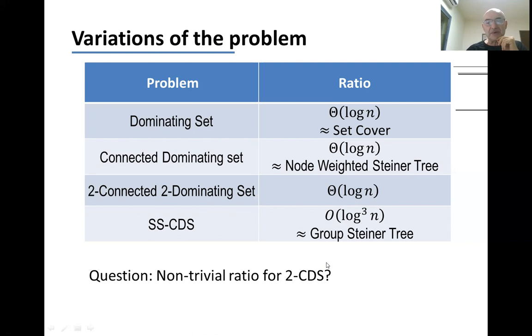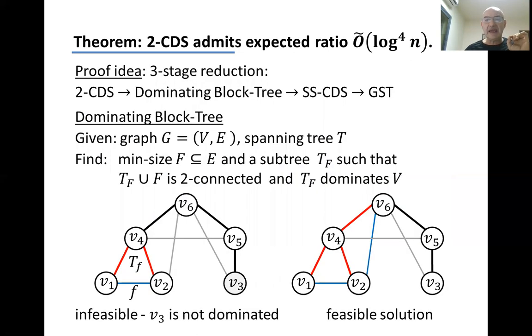Actually, a long-standing open question is, can we get some non-trivial, say, polylogarithmic approximation ratio for the two connected dominating set problem? So I will really briefly describe how this can be done, and what I prove in the paper is that this problem, the two connected dominating set problem, admits expected ratio tilde O of log to the 4th n.